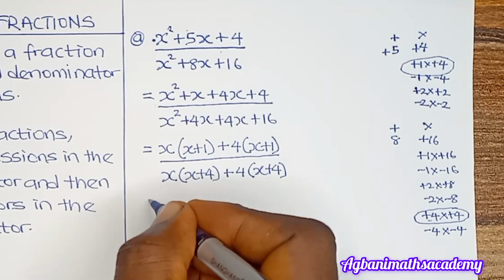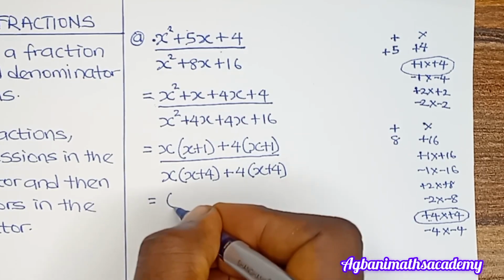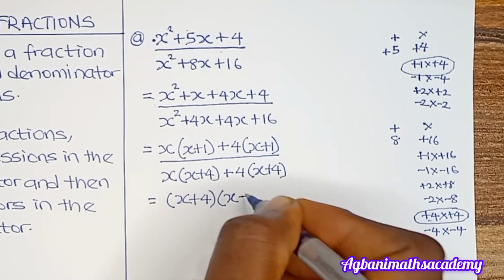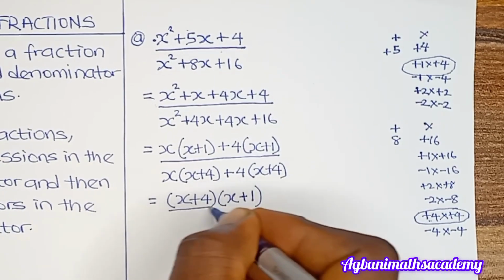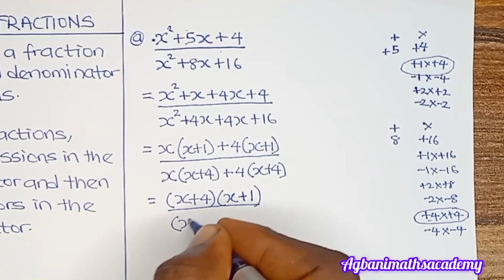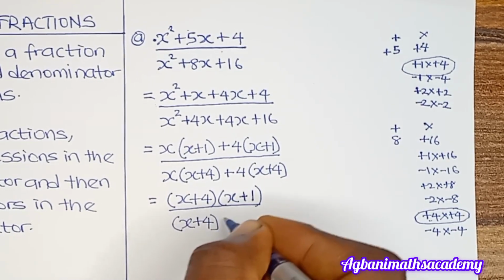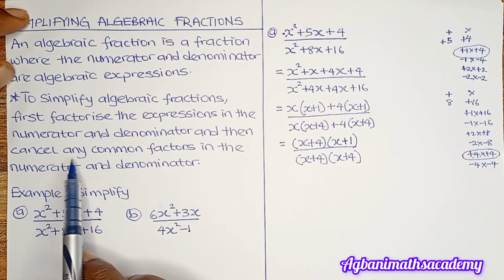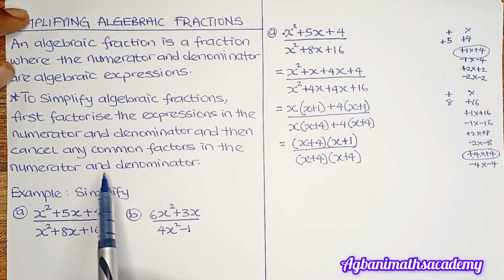Okay, so bringing the values outside the bracket together, we have x plus 4 into x plus 1 all over, bringing the values outside the bracket together, we have x plus 4 into x plus 4. Next step says cancel any common factors in the numerator and denominator.